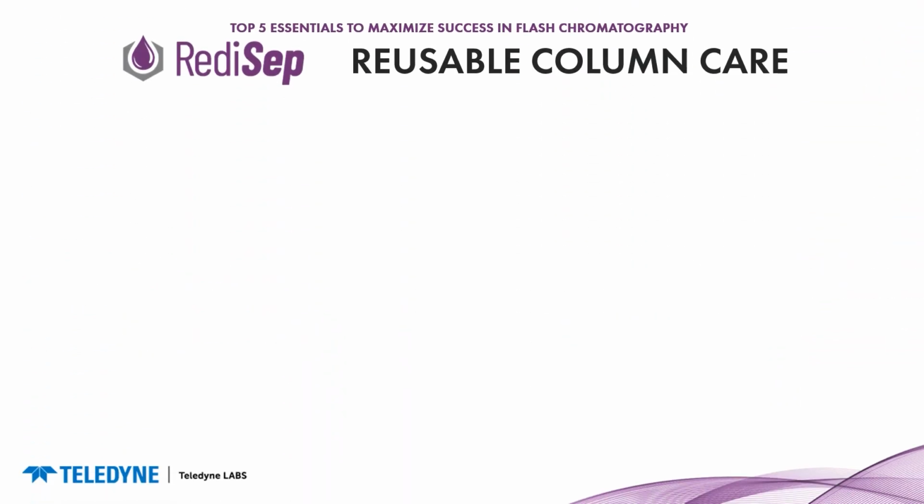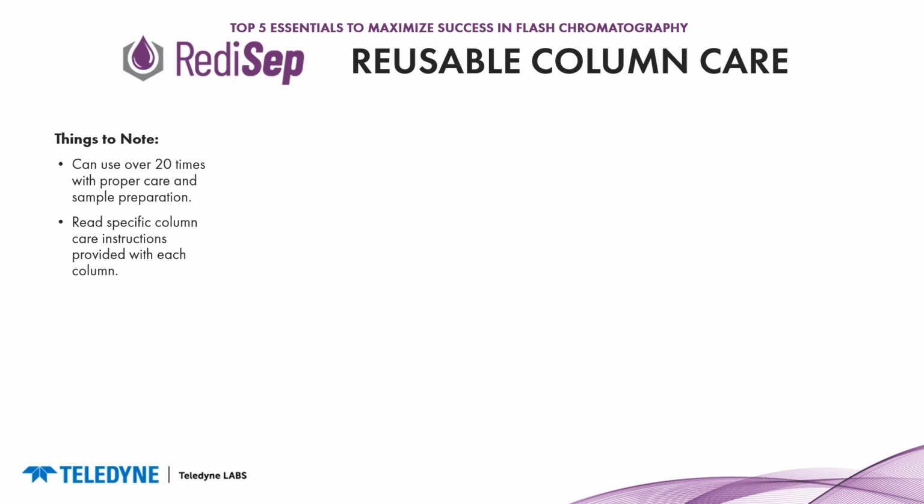Now let's talk about column care, because if we care for our columns, they're going to care for us back, and they're going to show us love by keeping a couple extra dollars in our pockets. So a couple things to note. Our columns here at Teledyne ISCO can be used 20 times with the proper care and sample preparation completed. Now, each column that we ship out is going to come with specific care instructions, so make sure you read those before your first couple separations.